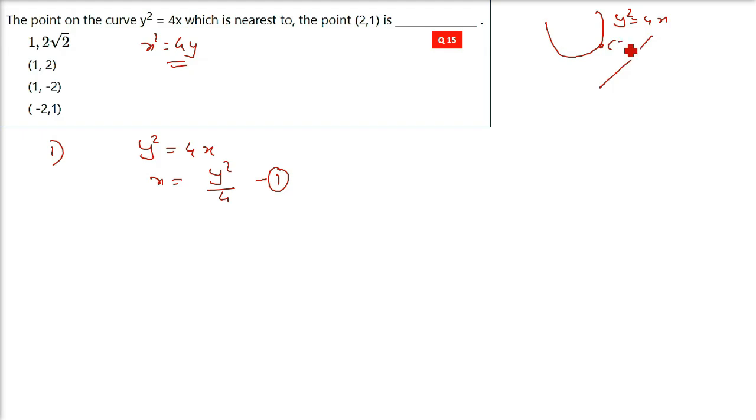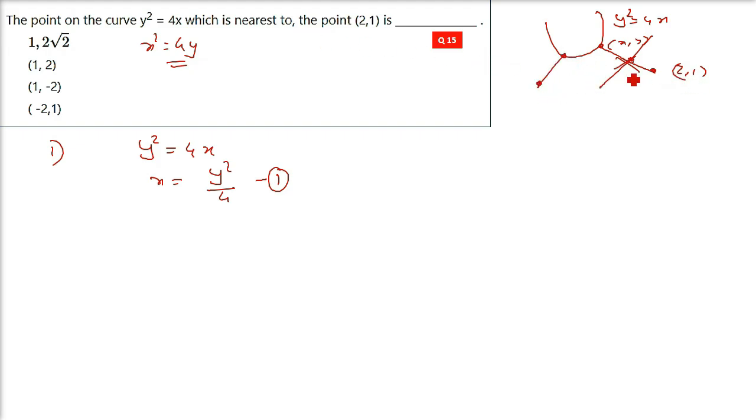Any point you can take, it will be x, y. You can assume it to be x, y. And any point on this line or any point anywhere which is 2, 1. The distance formula is, as I said, plain. What is plain? It's fixed.